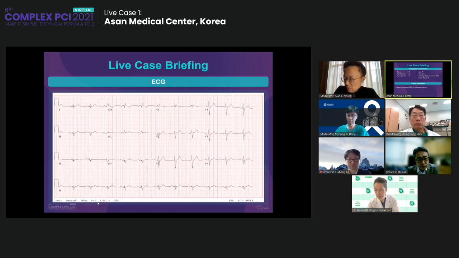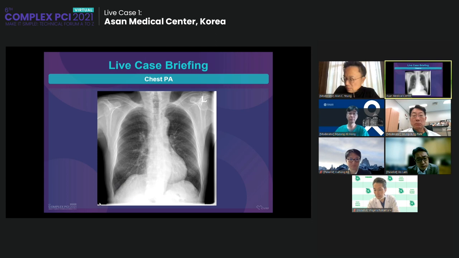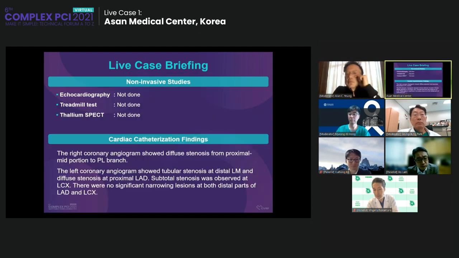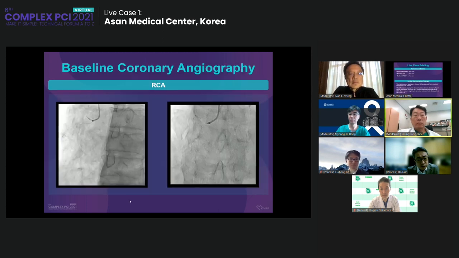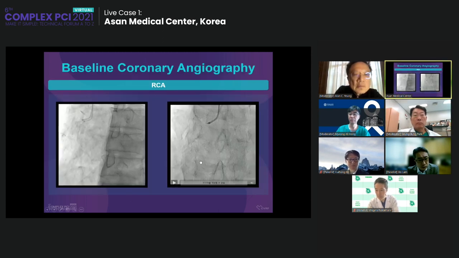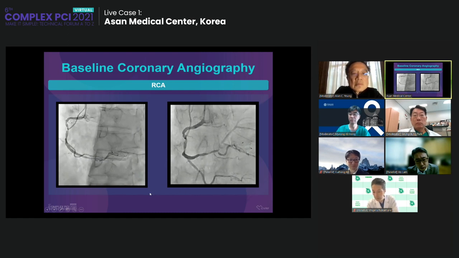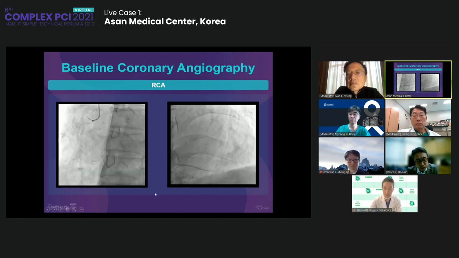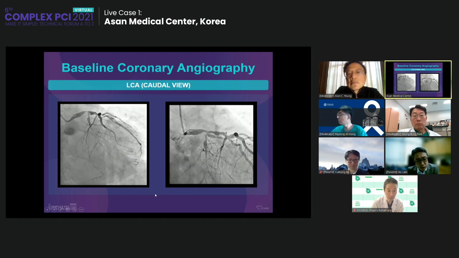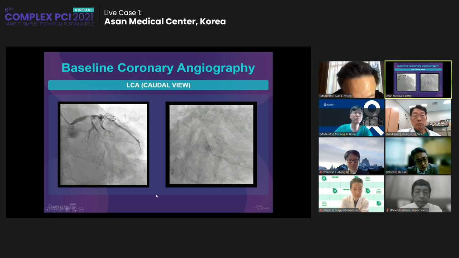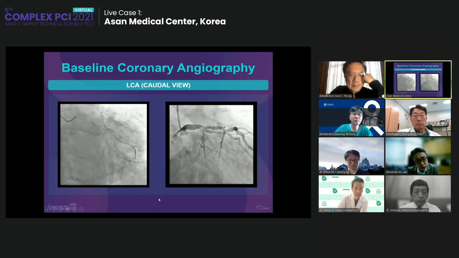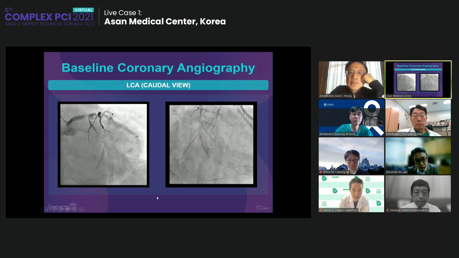ECG showed normal sinus rhythm. Chest X-ray showed no cardiomegaly or active lesion in the lung. He didn't have non-invasive studies. ICA showed proximal and middle diffuse stenosis. This is a left coronary angiograph from the caudal view, and we can see the distal main stenosis and distal circumflex subtotal lesion.